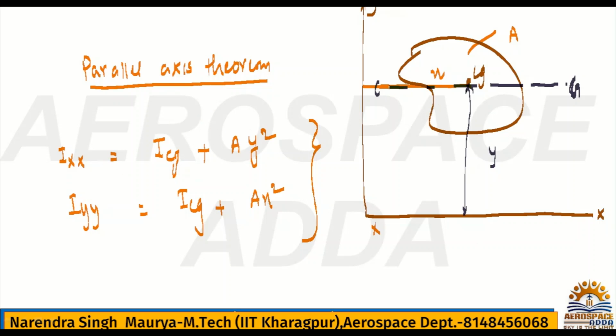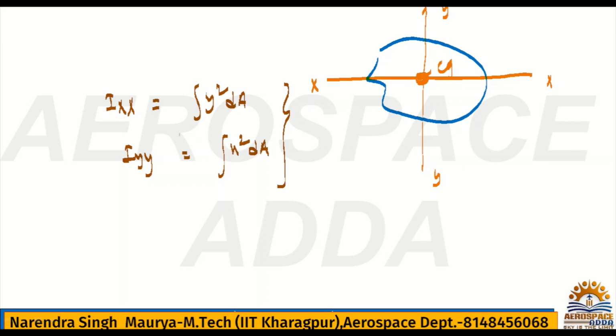Ixs is equal to ICG, meaning about the CG we will have a moment of inertia. What is the moment of inertia about the CG? This Ixx you can also say is the ICG, there is no doubt about it. This is also ICG, this for the x axis and this for the y axis, because this y axis is passing through the CG. Hence you can write that.